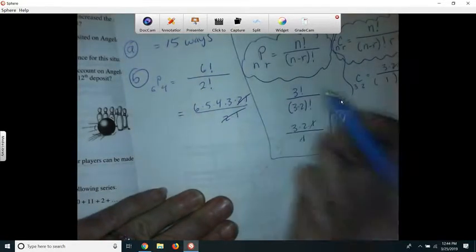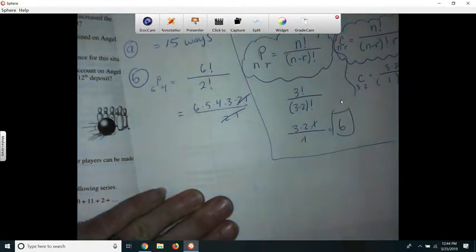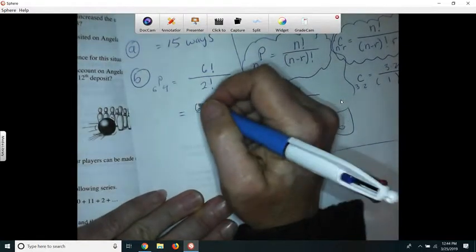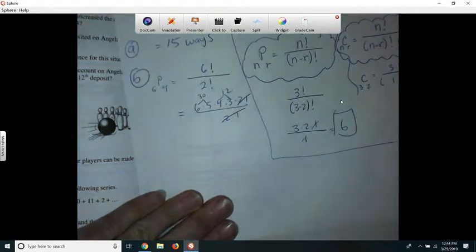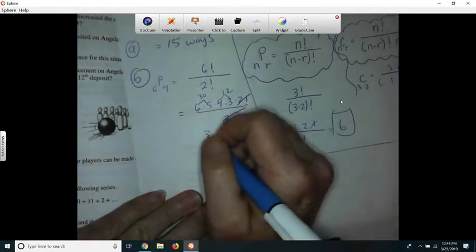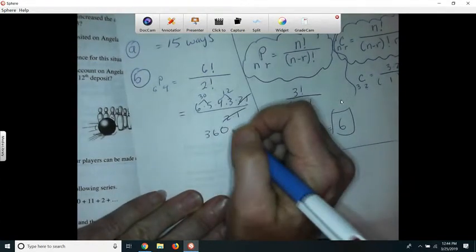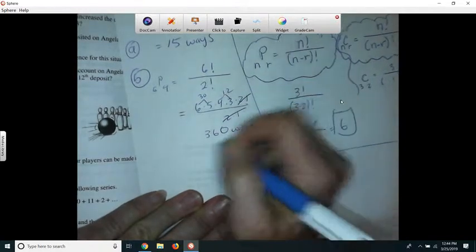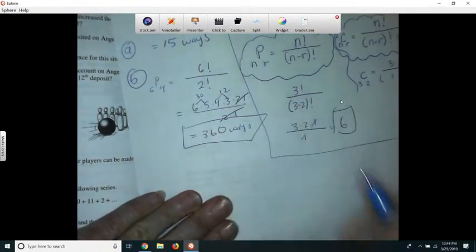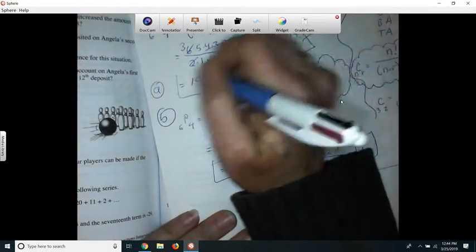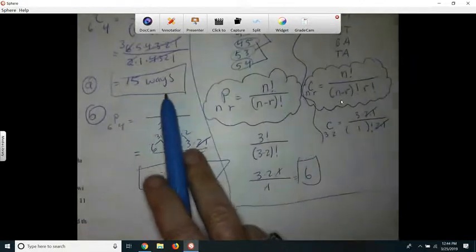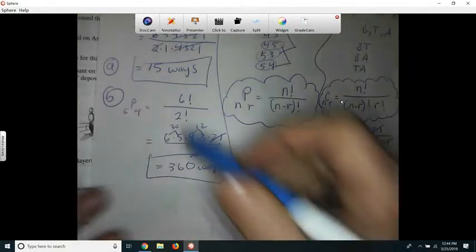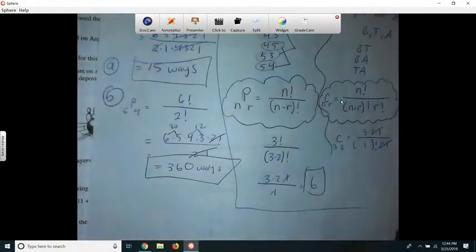And then you can decide if you want to use your calculator or not. I can probably do this in my head because 6 times 5 is 30, and 4 times 3 is 12, and 12 times 3 is 36. Add a 0, it's 360. So see the big difference between if the order that the bowlers go in the lineup matters, there's 360 different ways. But if you're just putting them in little groups of 4, there's only 15 ways that you can group them.